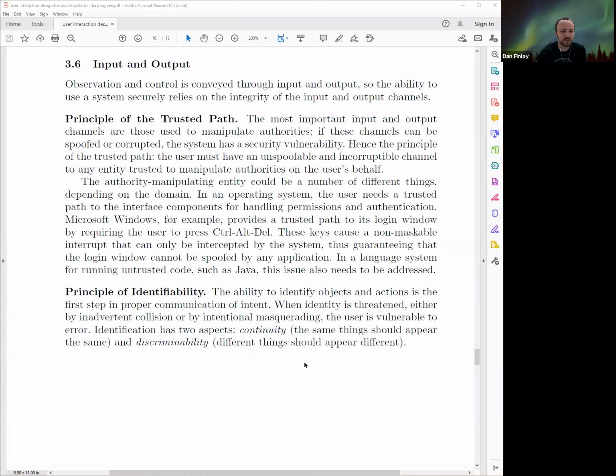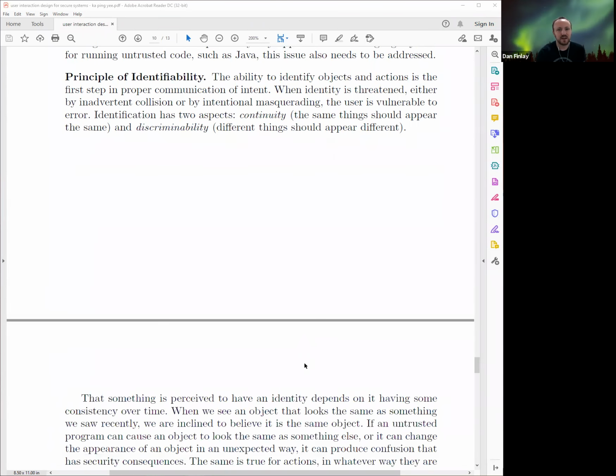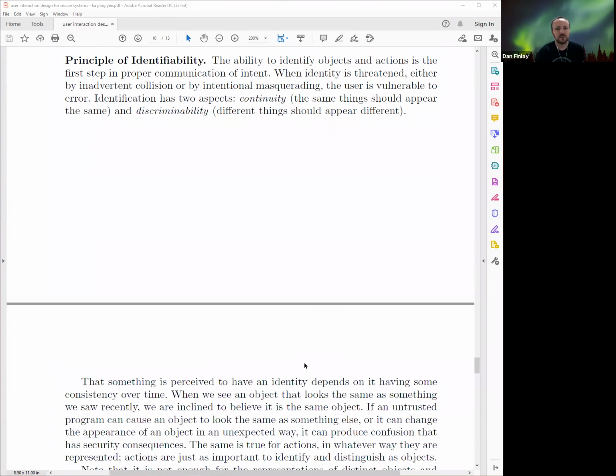All right. Principle of identifiability. The ability to identify objects and actions is the first step in proper communication of intent. When identity is threatened, either by inadvertent collision or by intentional masquerading, the user is vulnerable to error. Identification has two aspects: continuity, the same things should appear the same, and discriminability, different things should appear different.